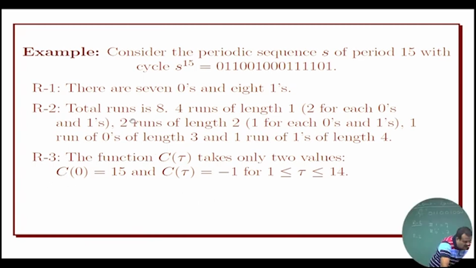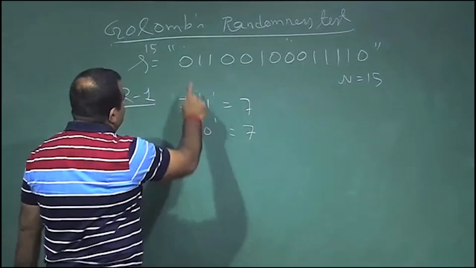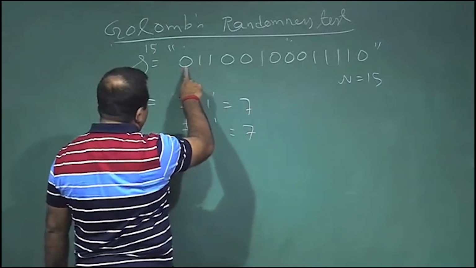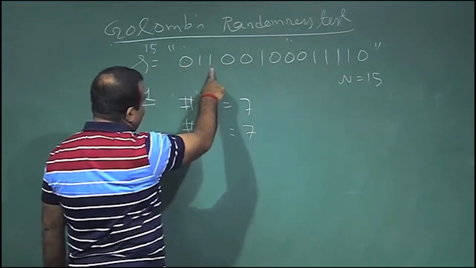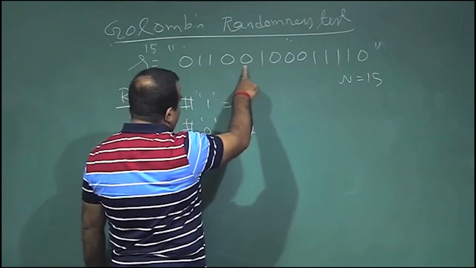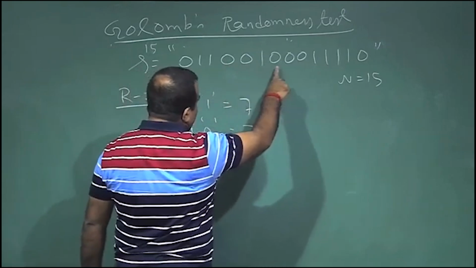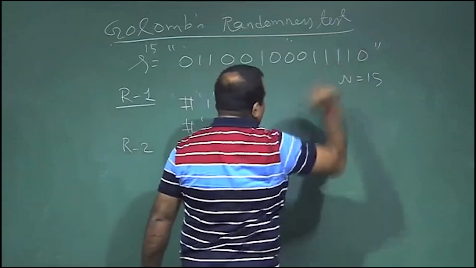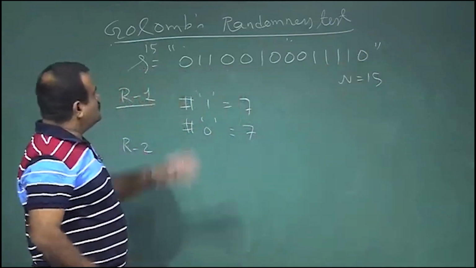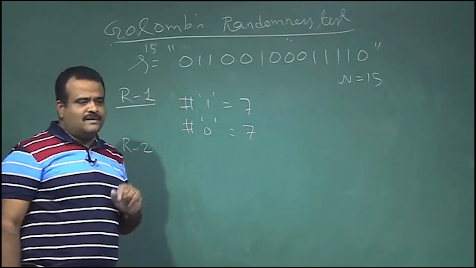So, the total number of runs is 8. A run means we just count the subsequent identical digits. This is 0, so this is a run of length 1. This is 1 1, a run of length 2, again we have a run of length 2, then we have a run of length 3, a run of length 4 and a run of length 1. So, if we count the total number of runs, there are 8 runs.